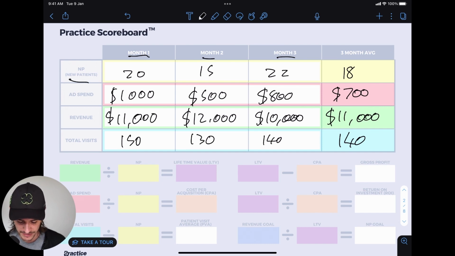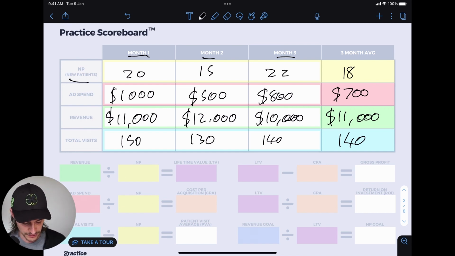We've got our new patient numbers for the last 3 months. Now, when you're doing this, don't do this month if you're halfway through it. Do last month. You want to have 3 full months' worth of data to do this off of, okay? If last month you were away for half the month, then don't do that month, do the previous 3 months. You want to have 3 representative months' worth of data for this exercise.